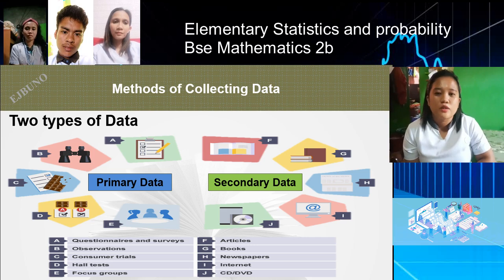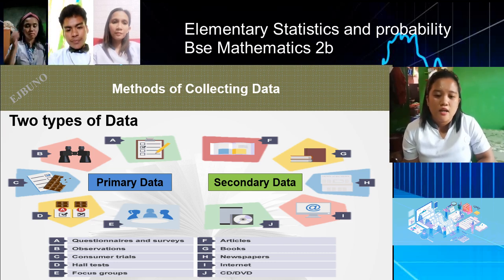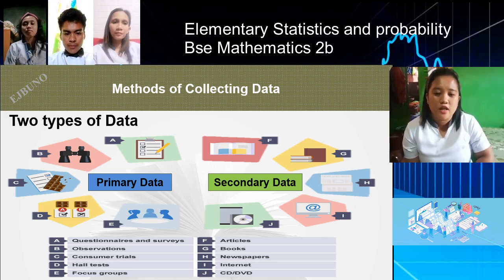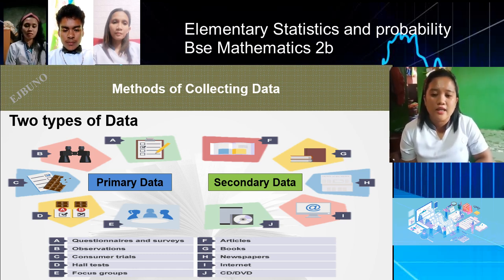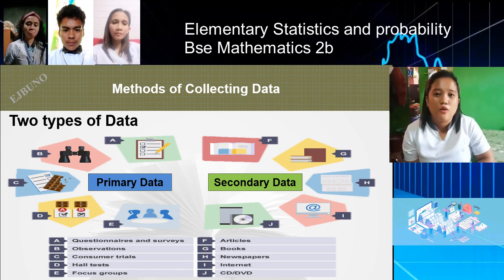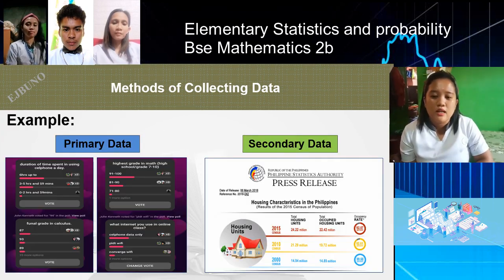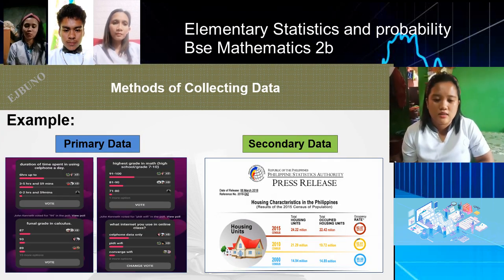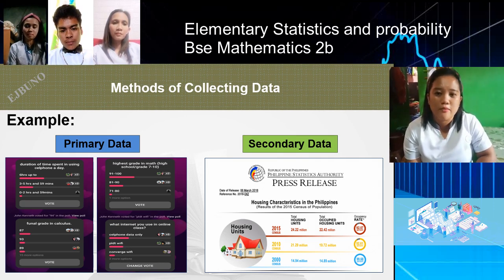The difference is that primary data will be collected by questionnaires, surveys, observations, consumer trials, polls, whole tests, and focus groups, while secondary data will be collected from books, newspapers, the internet, or CDs. As you can see, I have an example of primary data and secondary data.